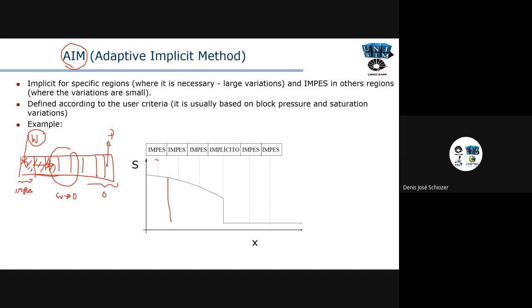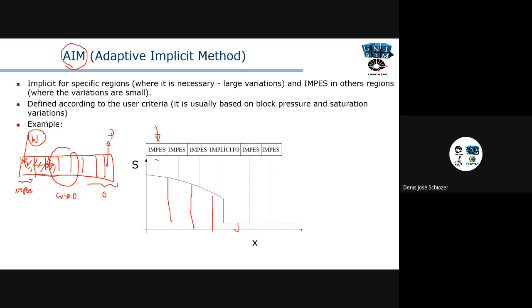Let's assume these are the grid blocks, okay? So in the first block, as I don't have variation in the water saturation, it doesn't matter if I am solving pressure implicitly and water saturation explicitly, because the saturation is not changing too much. So for this condition, the simulation will use an explicit method.